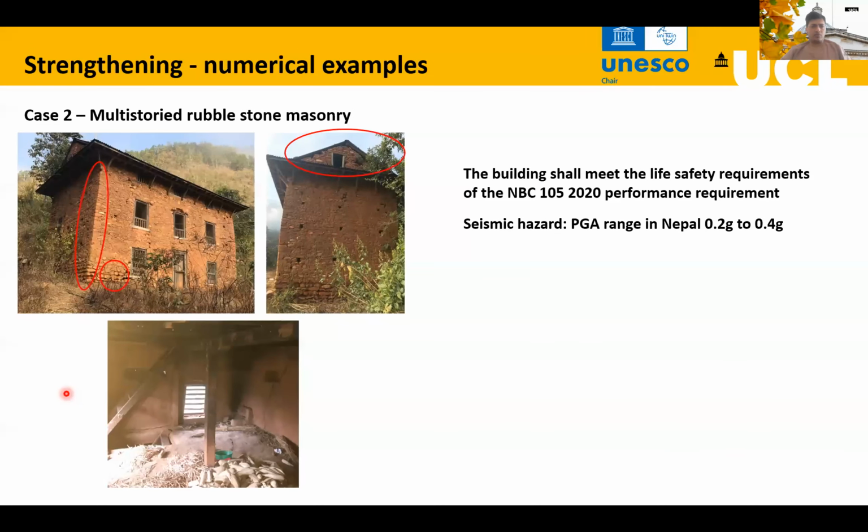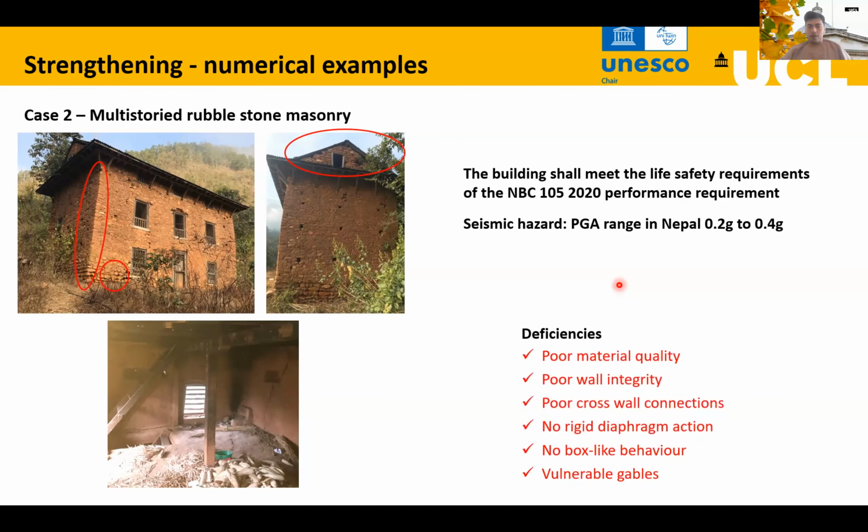The second case is a multi-storied rubble stone masonry building. This is two-storied plus an attic floor here. The floor is a mud-topped timber floor. This is again the same hazard because this is also from Nepal. In terms of deficiencies, we can readily identify the poor quality of material, poor quality of mud, and the mud is already lost here.